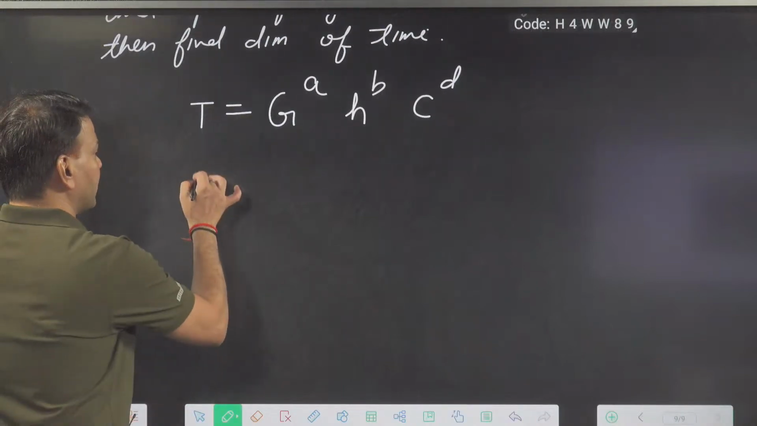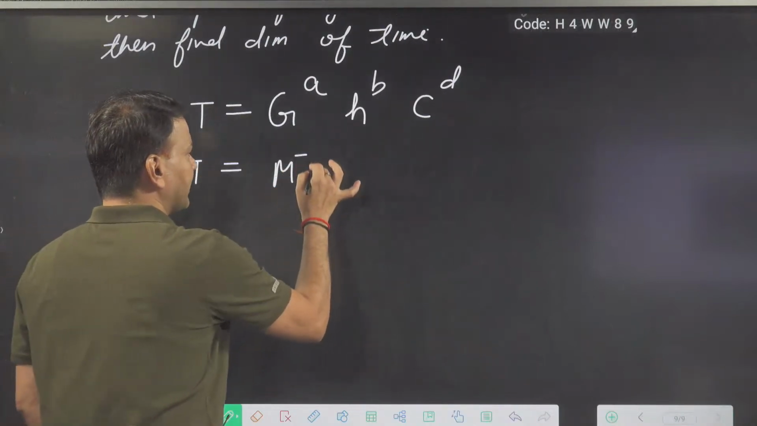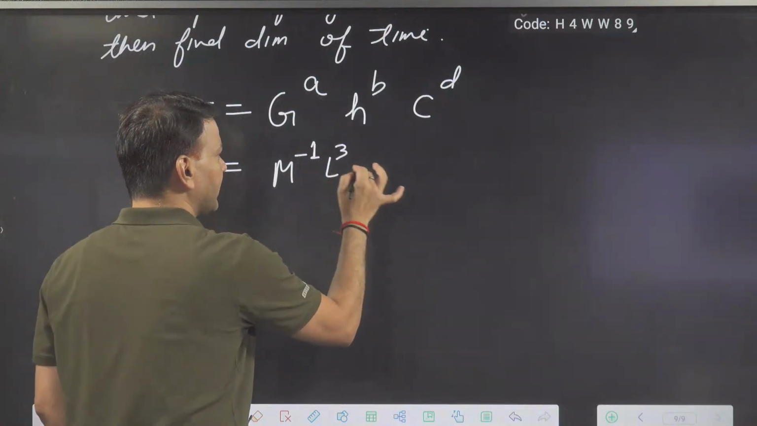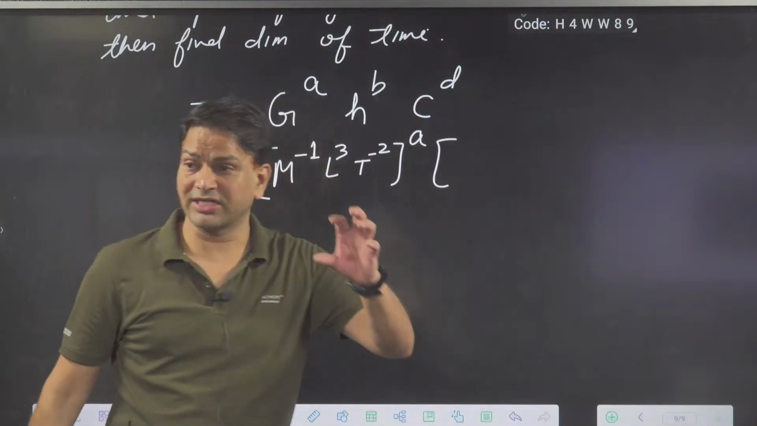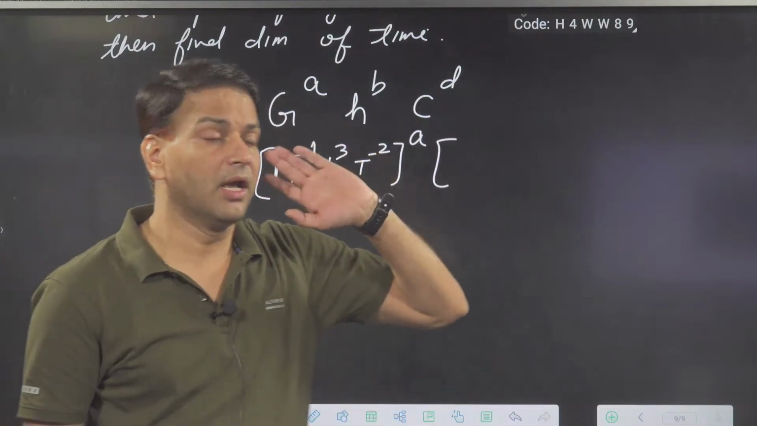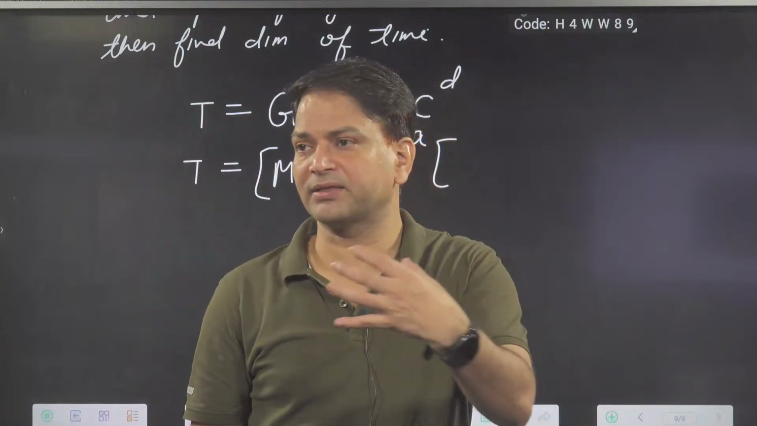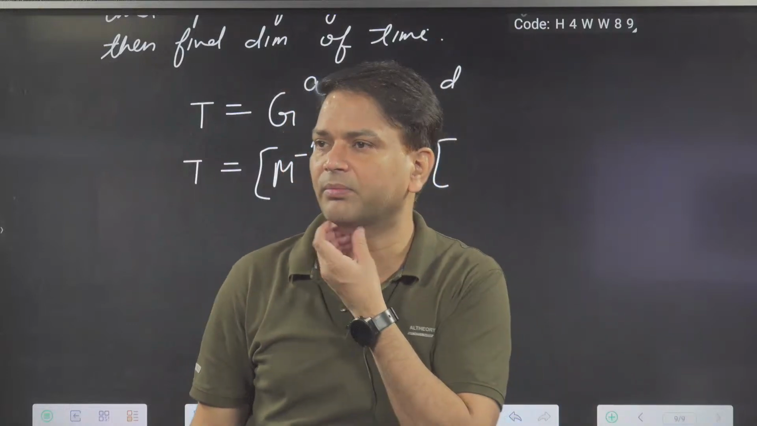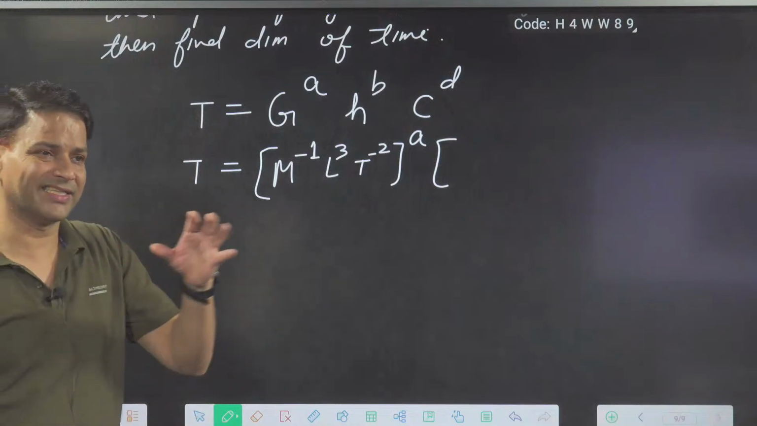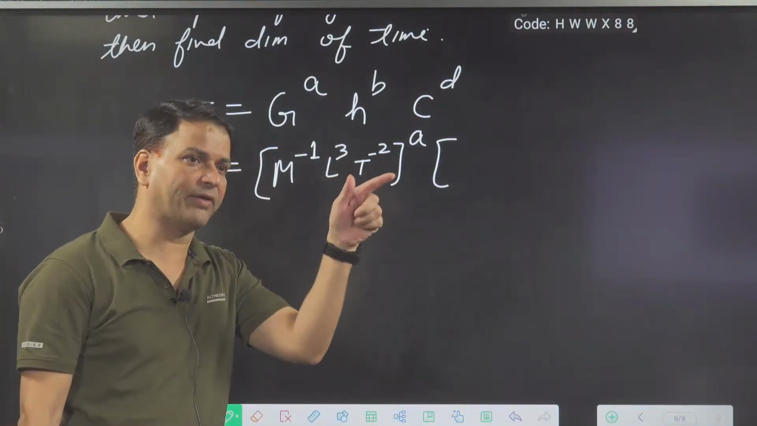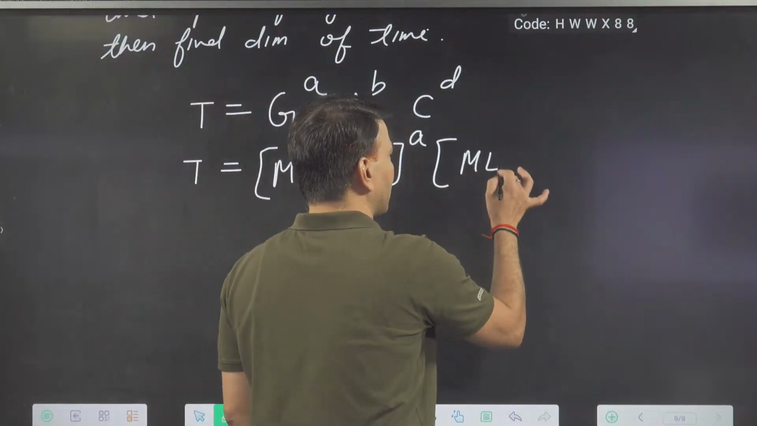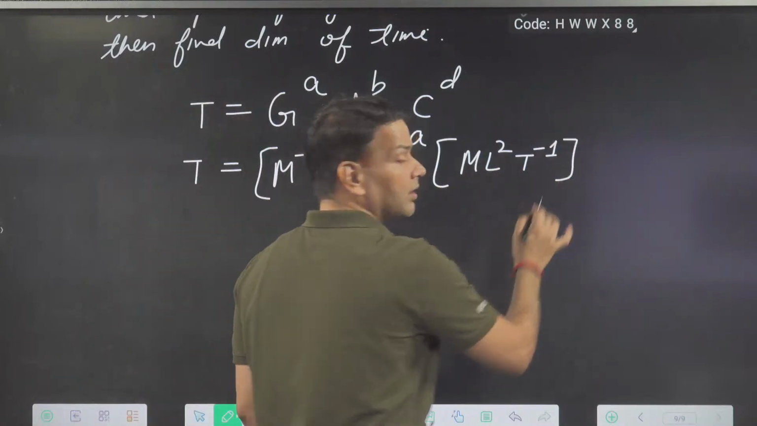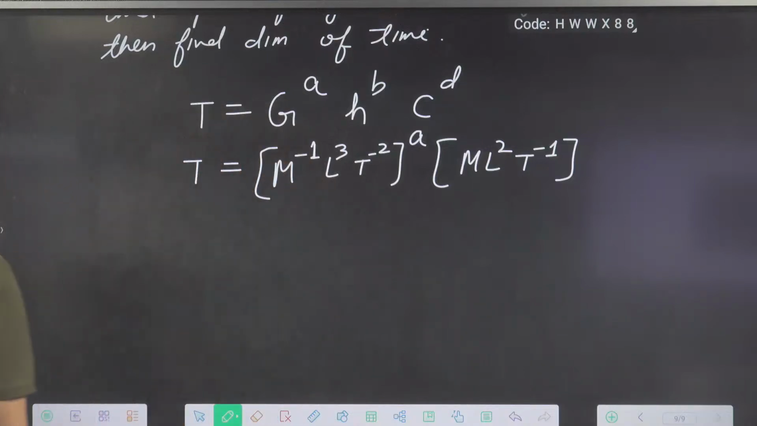Then time I can say T is equal to G, whose dimension is M minus 1 L3 T minus 2, that whole to the power A. Planck constant: E is equal to H nu. Planck constant dimension I already said. How will I get it? By multiplying the time with energy. That will be the dimension of Planck constant. Energy is ML2 T minus 2; multiply with T, ML2 T minus 1. So the Planck constant dimension is ML2 T minus 1, because E is equal to H nu. In the morning I said, okay. Everybody got?